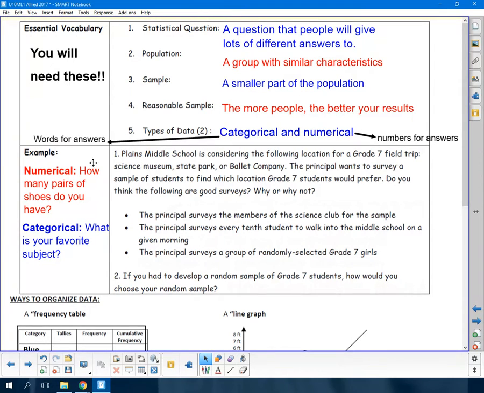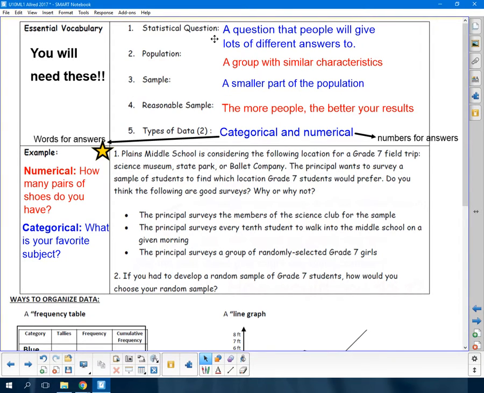Okay, so we're going to look here at this example about Plains Middle School, and I'm going to talk through it a little bit to try to help you understand all these different concepts. If Plains Middle School was considering the following locations for a 7th grade field trip, the Science Museum, the State Park, or the Ballet Company, the principal wants to survey a sample of students to find out which location 7th grade students would prefer the most. We're going to look at the following 3 different bullet points and figure out if those would be a good sample of people for him to ask.